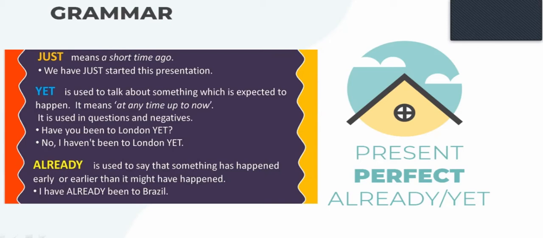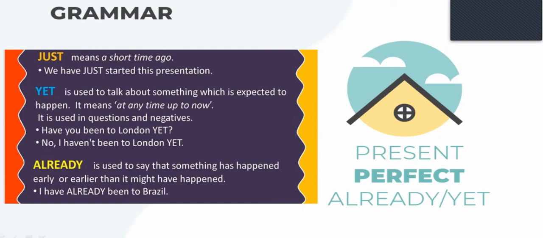Have you been to London yet? Like at any time up to now, have you been to London? And if you notice, the answer is negative. No, I haven't been to London yet. So by today, I haven't been to London, but maybe tomorrow my experience can start. So no, I haven't been to London yet. Yet is for questions and negatives.